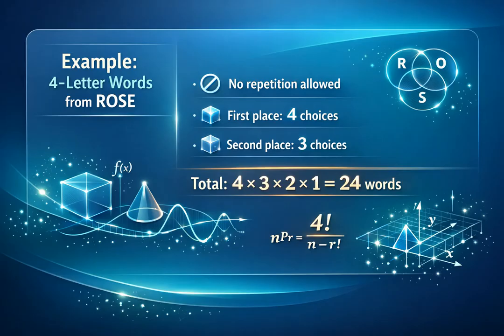Let's work through an example. How many 4-letter words can we form from the letters of ROSE without repetition? The first position has 4 choices, the second has 3 remaining choices, the third has 2, and the last has 1. By the multiplication principle, 4 times 3 times 2 times 1 equals 24 different words.